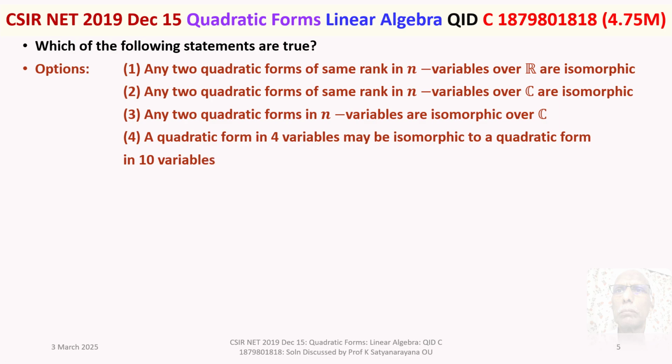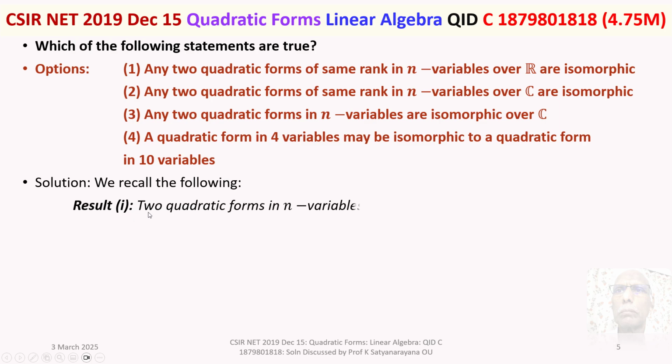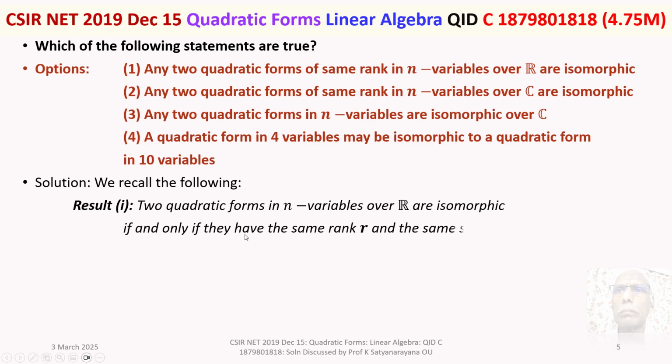Right. Let's now discuss the solution of the problem in detail. We recall the following 2 results. Result 1. Two quadratic forms in n variables over R are isomorphic if and only if they have the same rank r and the same signature s.